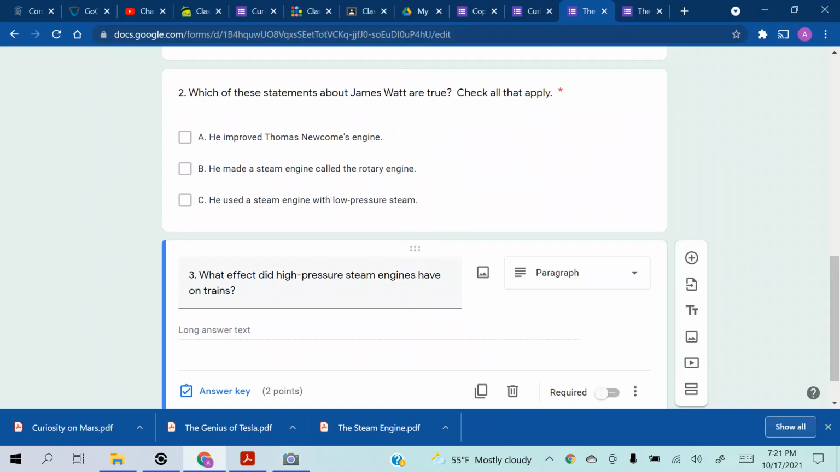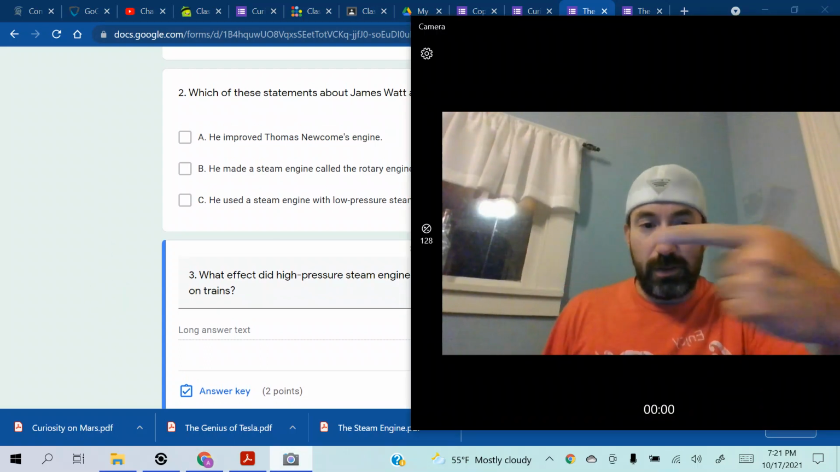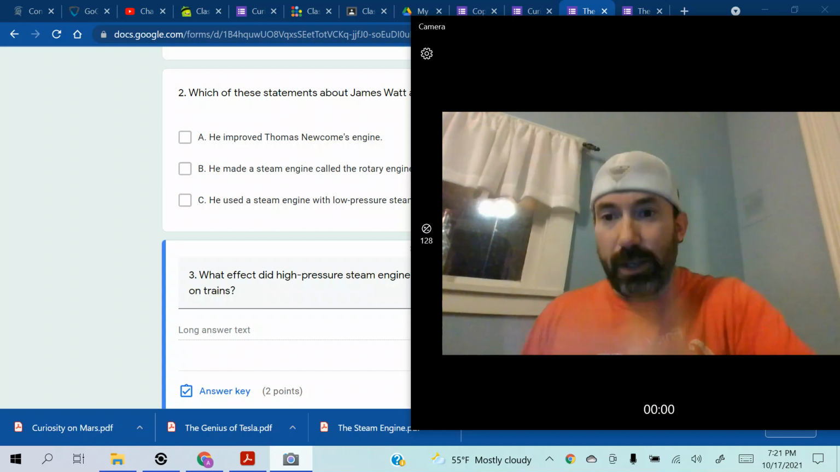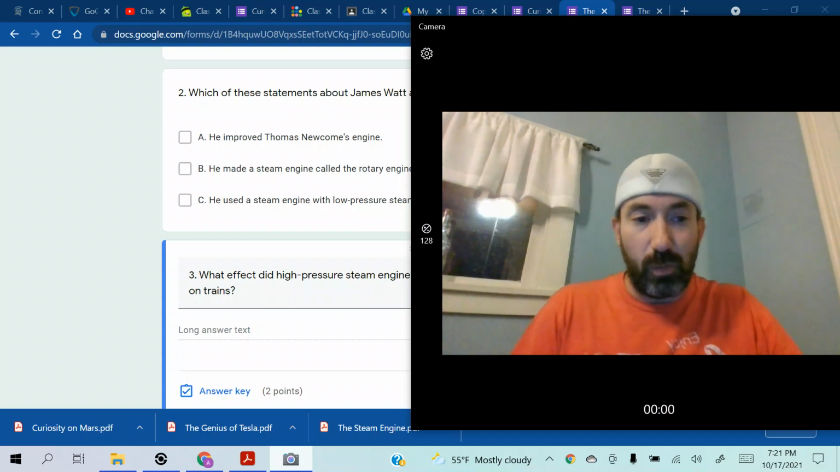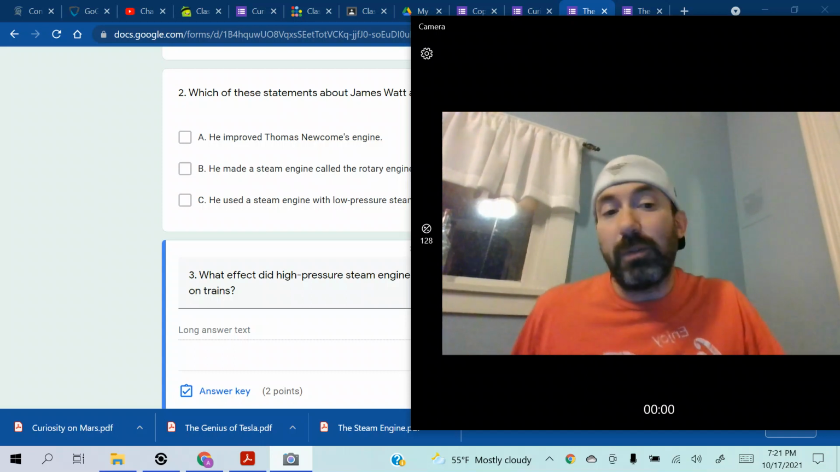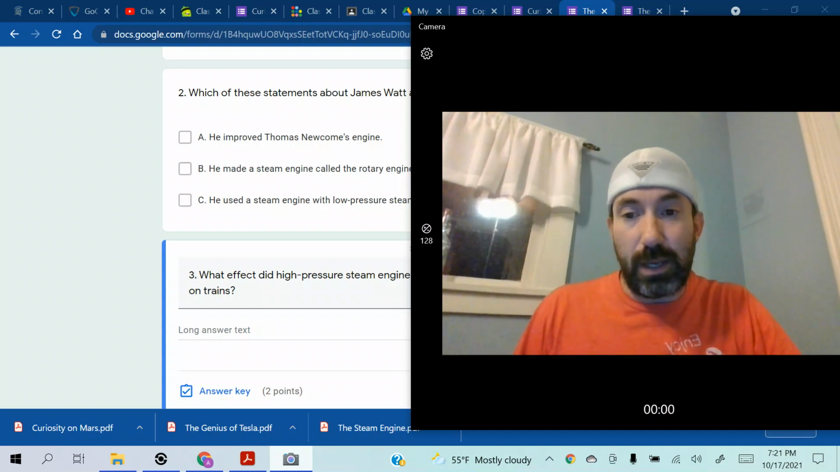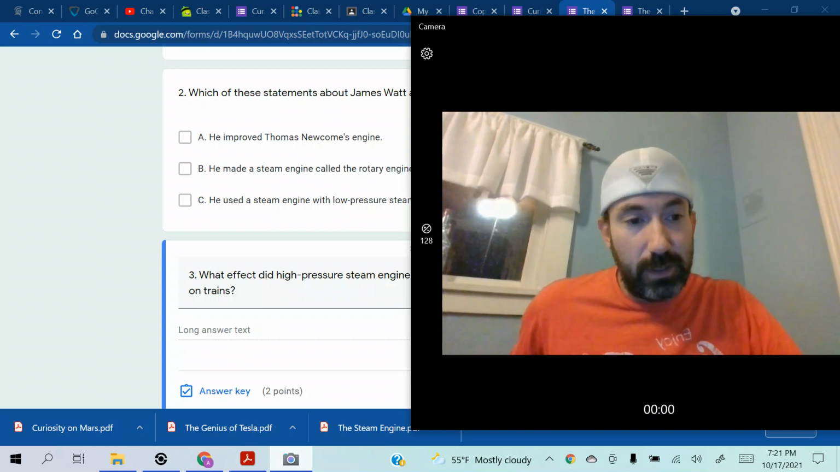It says, which of these statements about James Watt are true? Check all that apply. Remember that if they're square, see those right there, if they're square, not circle choices, that means there's probably more than one correct answer, right? Maybe all of them are correct. You have to read through each answer choice and see, is this true about James Watt? And if it is, you'll check it.